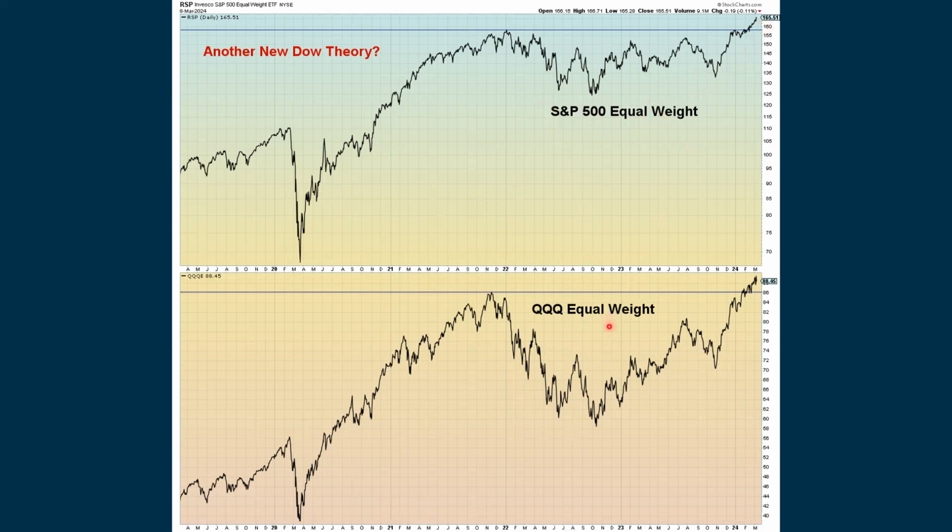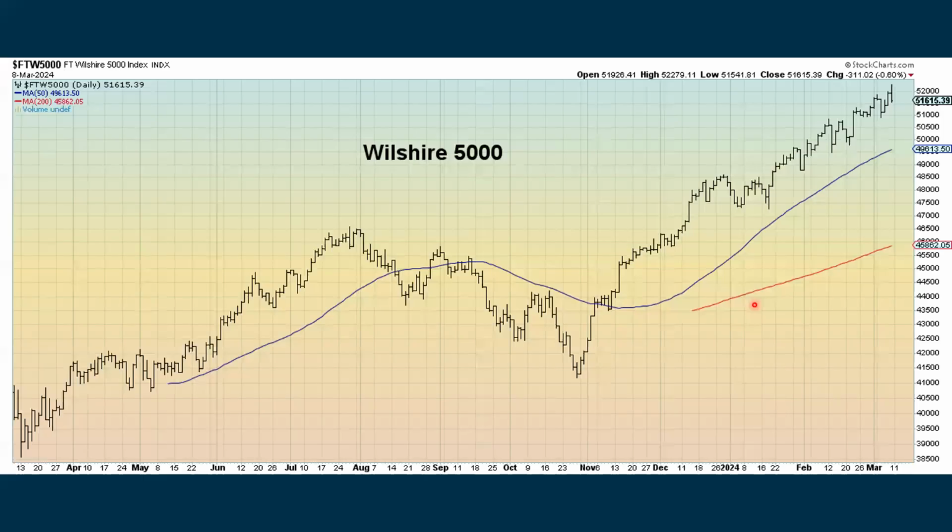And then we look at an equal weight of the QQQ. So this is breaking it down to the NASDAQ 100 and then treating all 100 stocks the same. This is all also just coming off of setting recent all-time highs. So we're looking pretty strong, and we're seeing confirmation there.